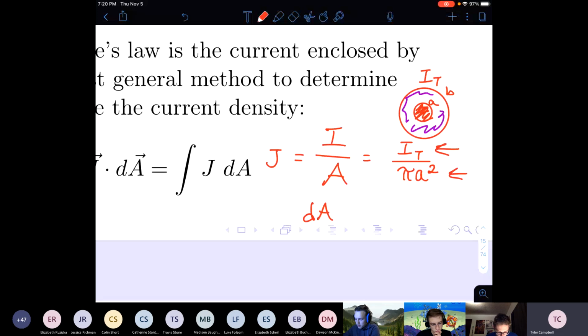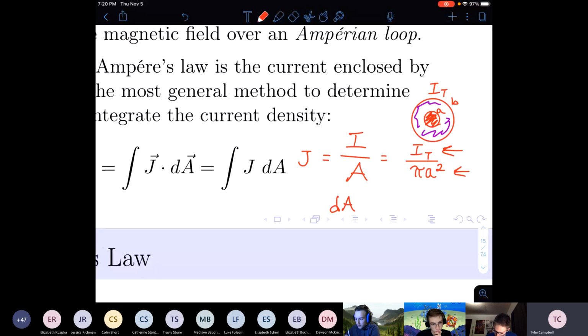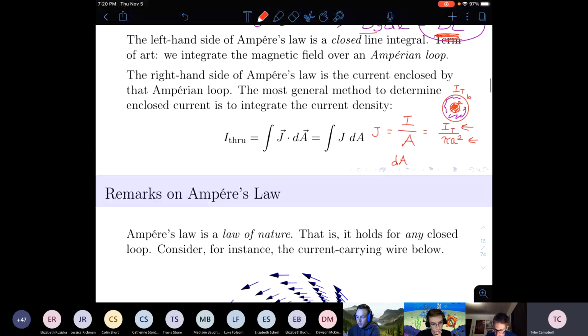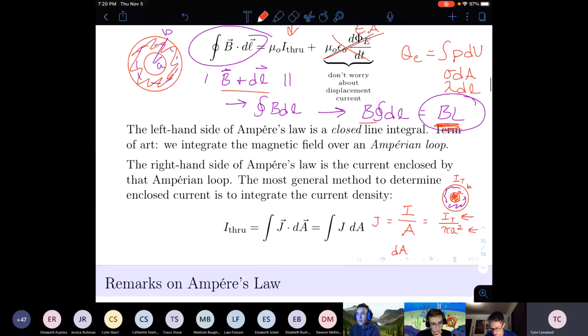So I believe that covers at least the mathematical part of Ampere's law pretty well. Does anybody have any questions on that before I move on to just a quick picture example? Cool. Take that as a no.